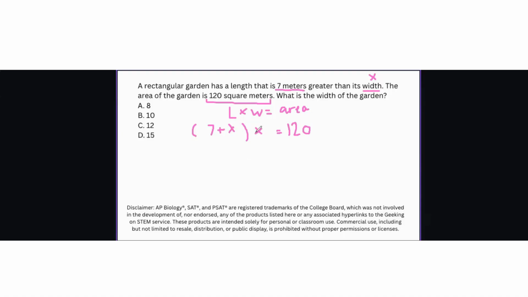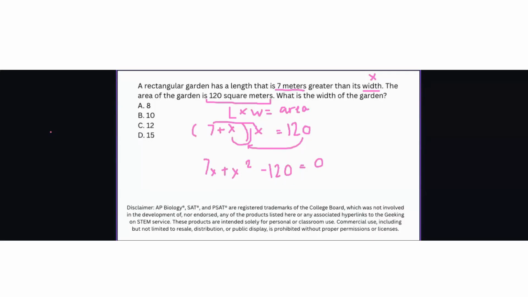You can go ahead and distribute the x. So if you distribute the x to both of these, you get 7x plus x squared, then minus 120, because I went ahead and brought the 120 over to the other side, and that gives me 0. So that's the first portion of this problem.